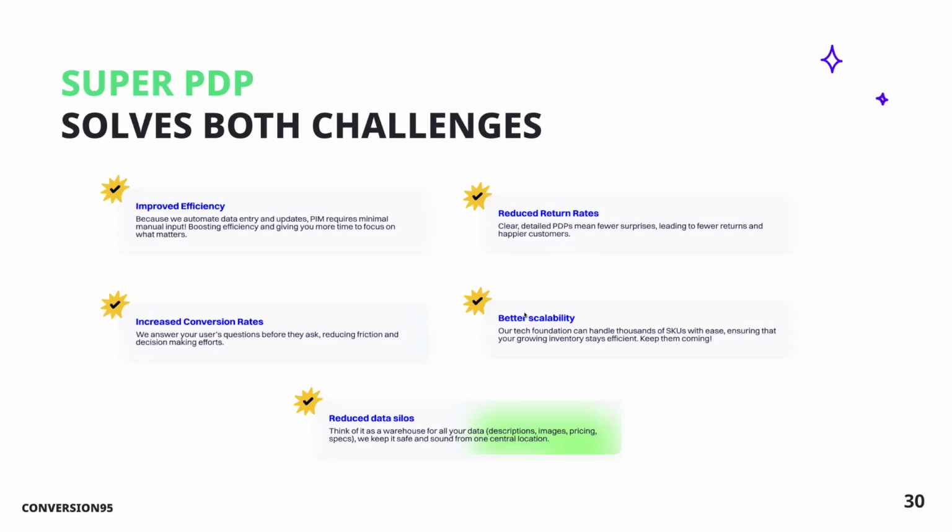Better scalability. So our tech foundation can handle, as I mentioned, thousands of SKUs with ease, ensuring that the growing inventory stays efficient and products keep coming, and it's not something that will hold people, businesses and business owners back. And of course, reduced data silos that you have to keep in mind, organize, and have stored somewhere. So it's all in one central location.